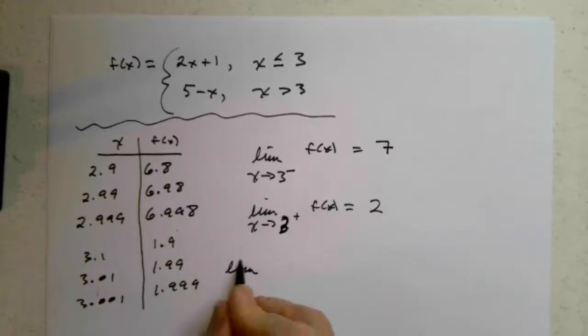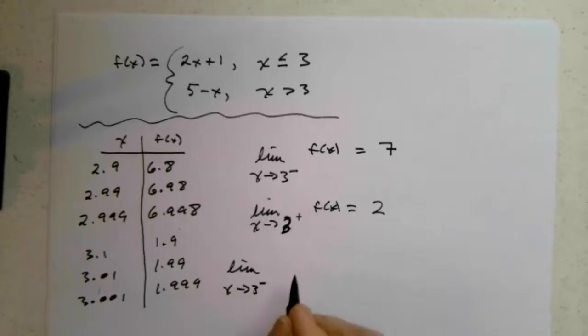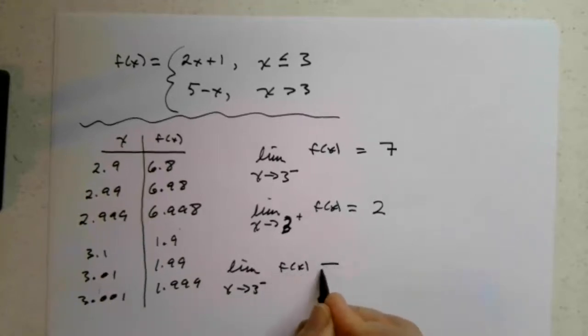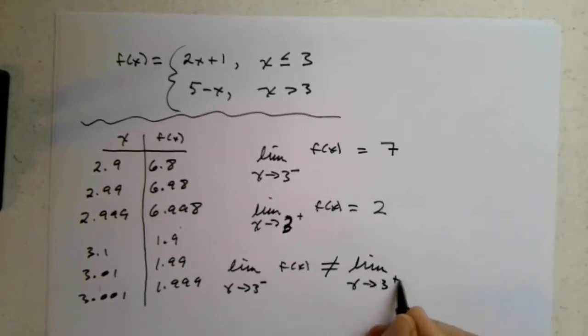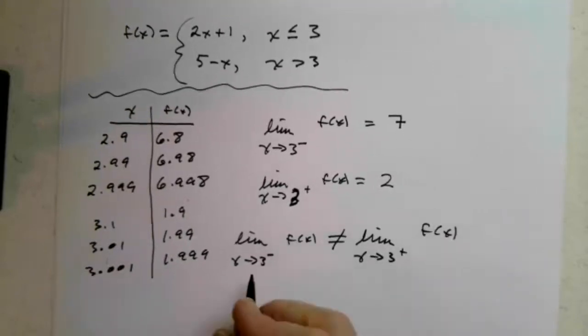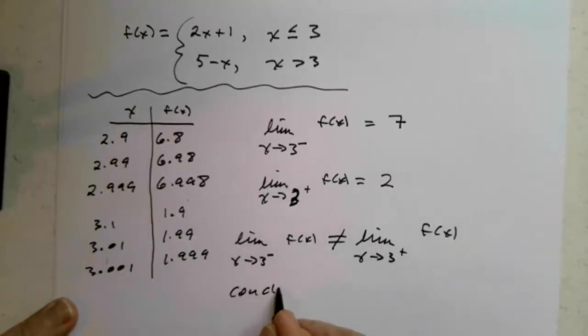So the limit as x approaches 3 from the left of f of x is not the same as the limit as x approaches 3 from the right of f of x. What is my conclusion then when that happens? Conclusion, the limit as x approaches 3 of f of x does not exist.